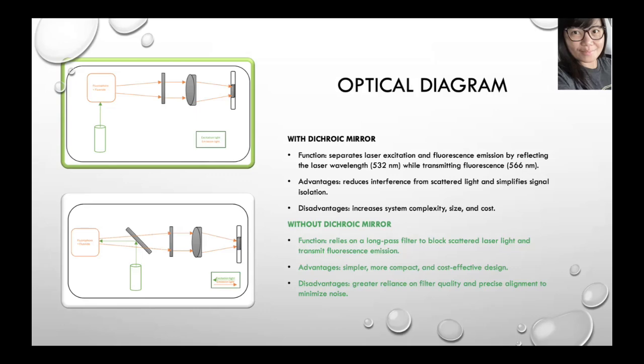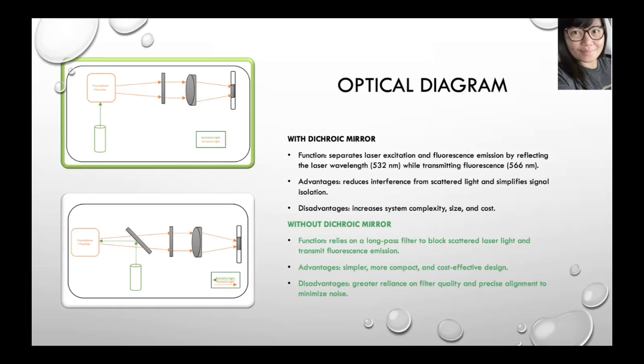The dichroic mirror separates laser excitation and fluorescence emission by reflecting the laser wavelength of 532 while transmitting fluorescence at 566. The advantage is that it reduces interference from scattered light and simplifies signal isolation. The disadvantage is that it increases complexity, and with our tight budget, the cost is very expensive.